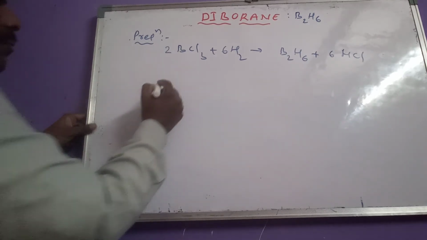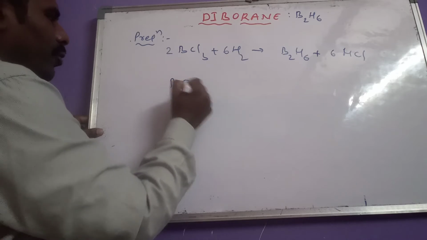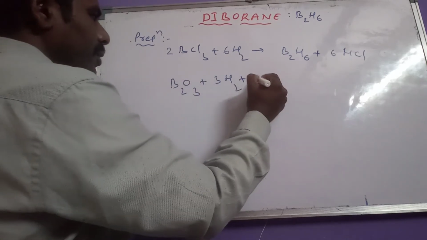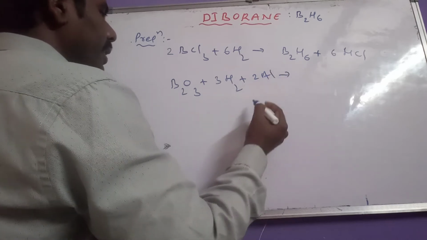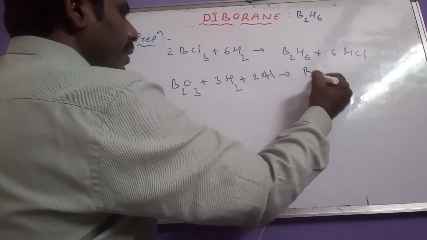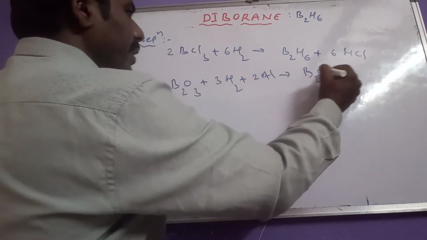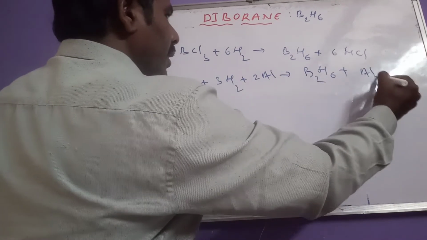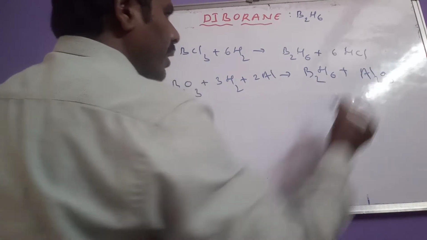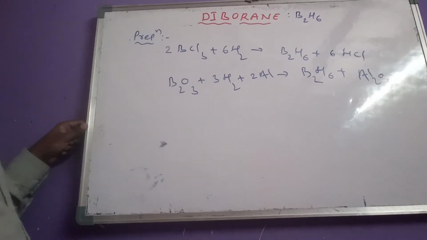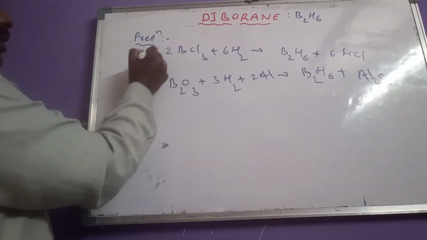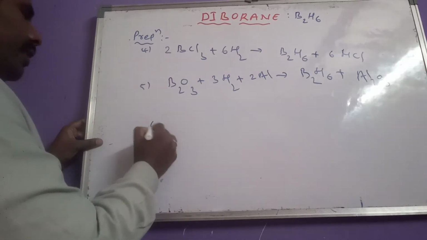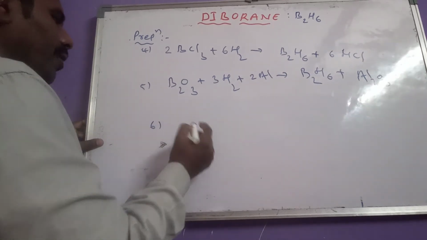Okay, then another method here, B2O3 plus 3H2 plus 2Al. These give B2H6, since 3 times 2 is 6. Aluminium and oxygen combine to produce Al2O3. This is another method of preparation for diborane. And another method of preparation here, what is that?